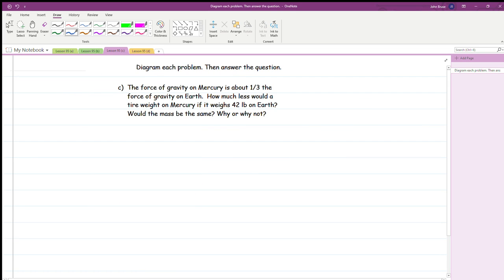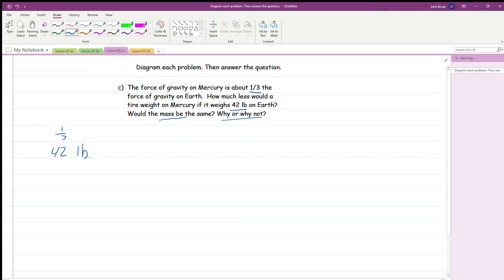It says the force of gravity on Mercury is about 1/3 the force of gravity on Earth. How much less would a tire weigh on Mercury if it weighs 42 pounds on Earth? Would the mass be the same? Why or why not? All right, so let's go ahead and write our fraction over here. We've got 1/3, and then we've also got 42 pounds.